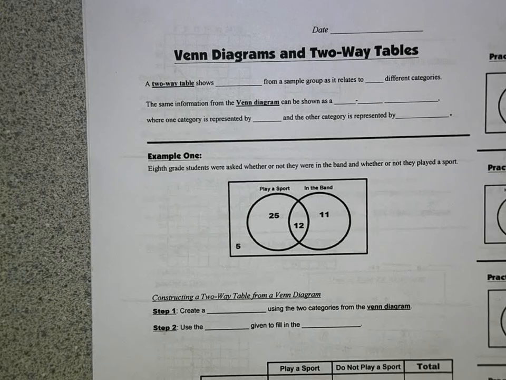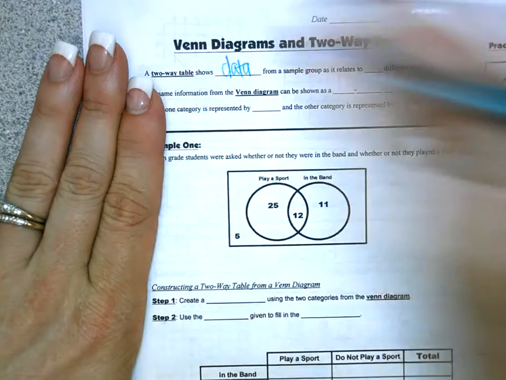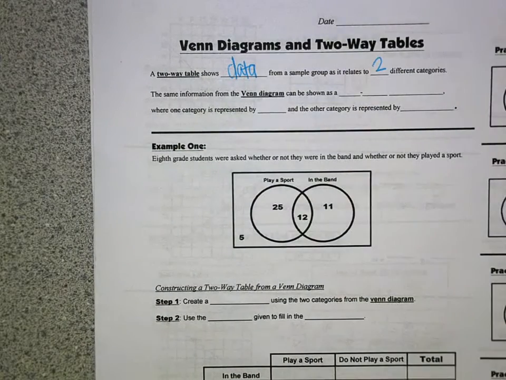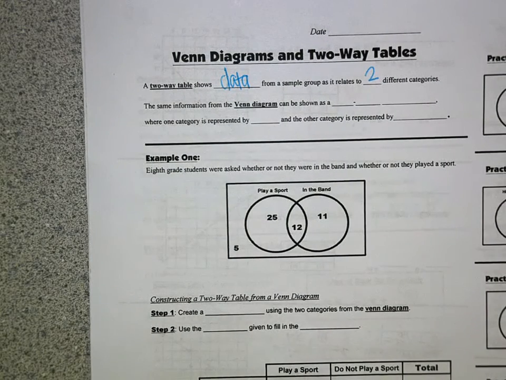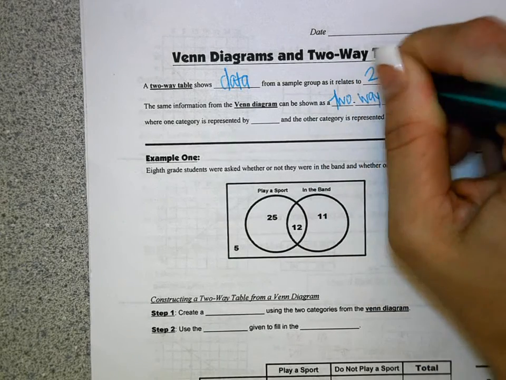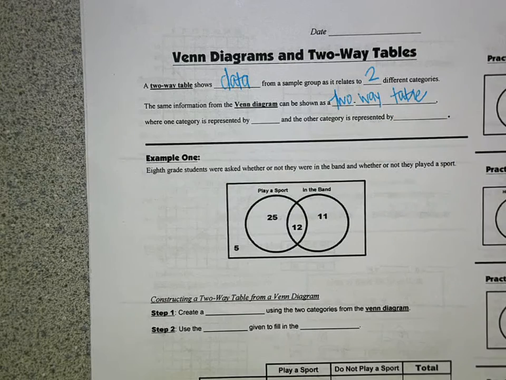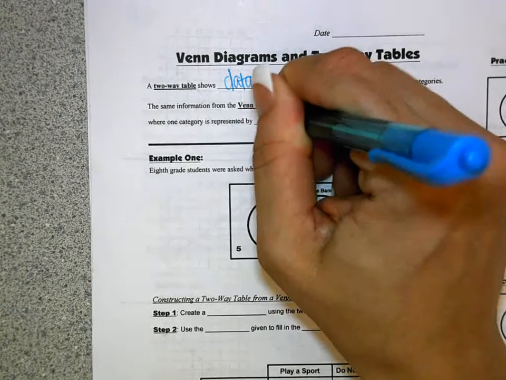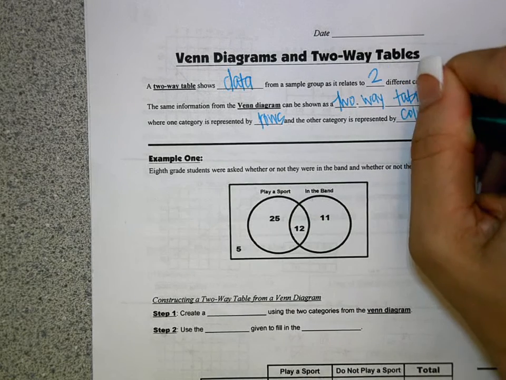Okay, so Venn diagrams and two-way tables. You need to know that a two-way table shows data from a sample group as it relates to two different categories. The same information from the Venn diagram can be shown as a two-way table, where one category is represented by rows and the other category is represented by columns.